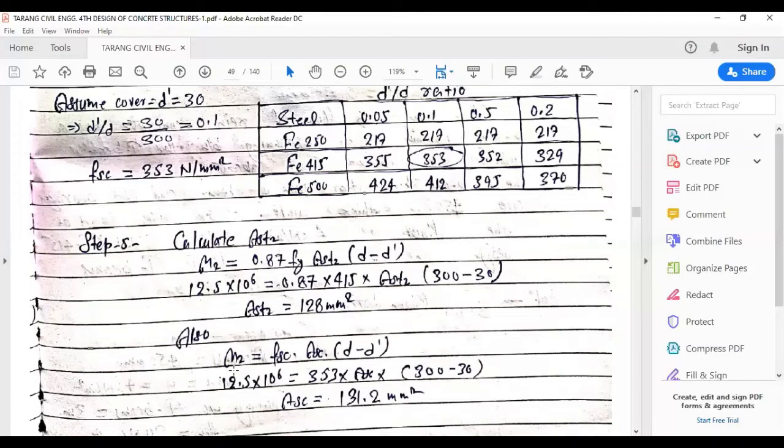Substituting the values again, M2 is 12.5, and in terms of Newton per mm square, it is multiplied by 10 raised to the power 6. FSC is 353, which we have found out from the table given in IS 456. ASC we do not know, and we can find it from here only, and the values of D and D dash are being substituted here. So the area of steel under compression comes out to be 131.2 mm square.